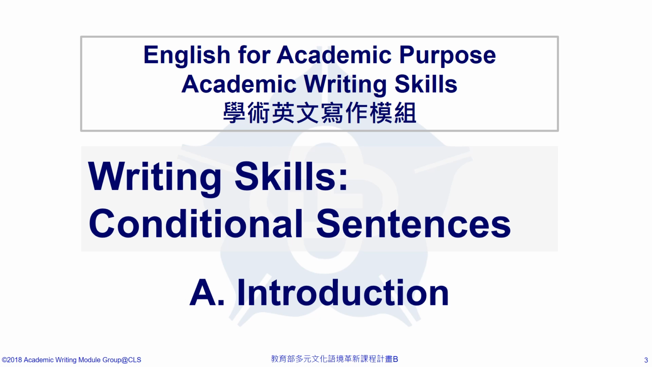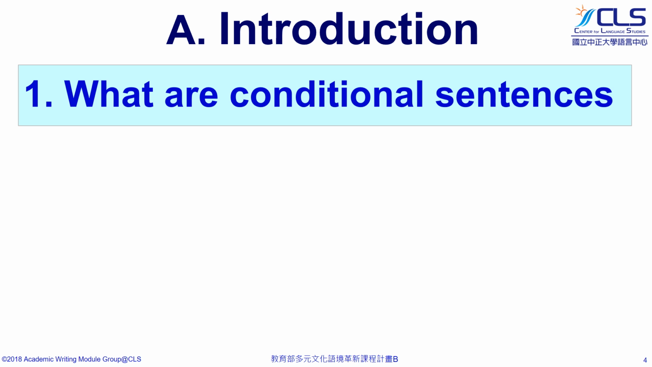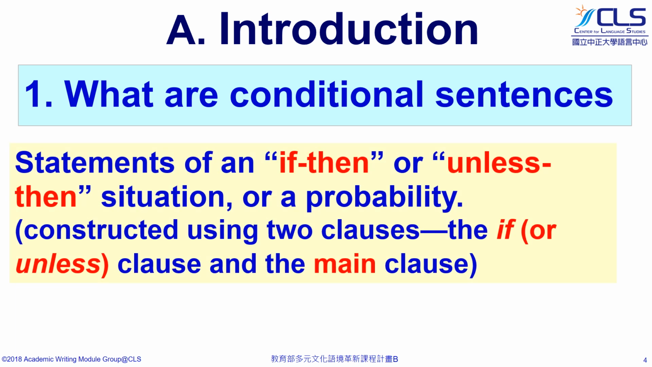In the introduction, we'll cover two things: what conditional sentences are and why it's important to know types of conditional sentences. First, what are conditional sentences? They are statements of an if-then or unless-then situation or a probability. They are constructed using two clauses, the if or unless clause and the main clause.